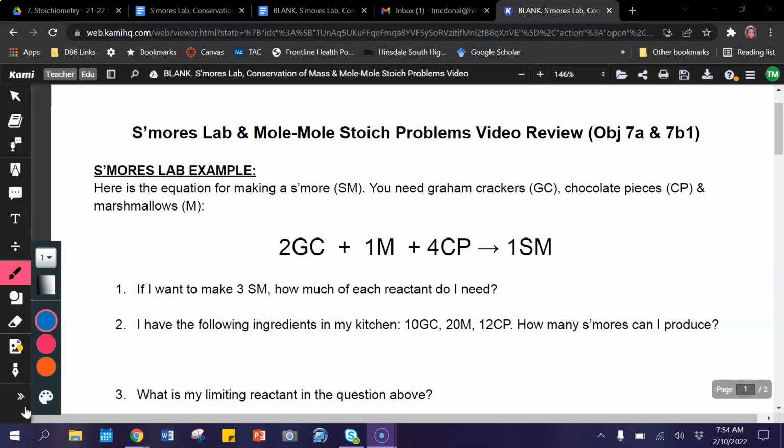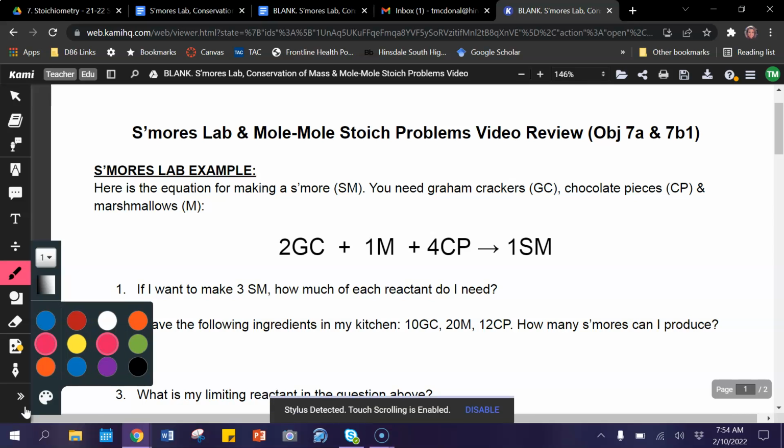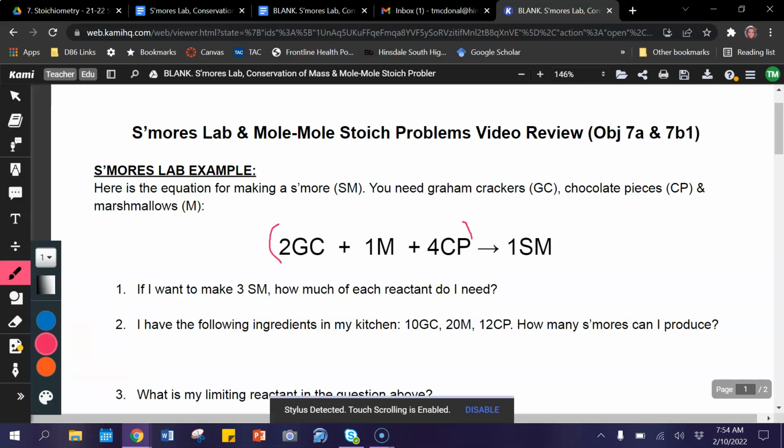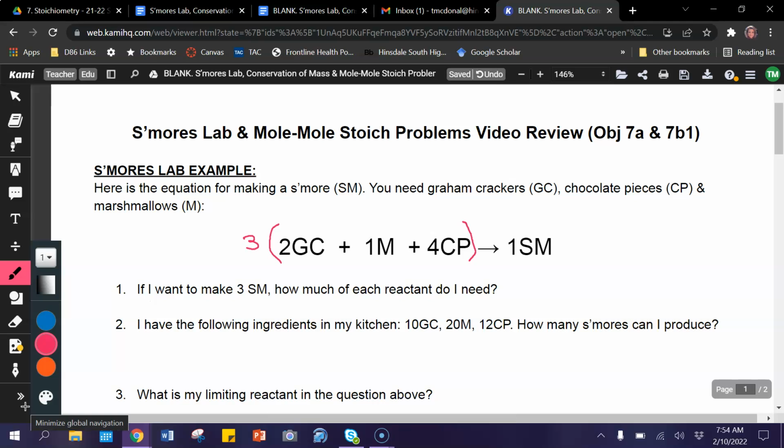So here I have our equation that we need in order to make one s'more. Question number one says, if I want to make 3 s'mores, how much of each reactant do I need? Well, in order to figure that out, all I need to do is multiply every reactant by 3. So I'm going to multiply the coefficient for every reactant by 3.